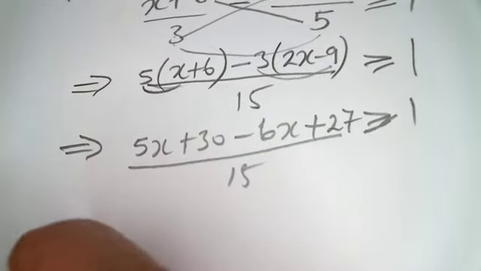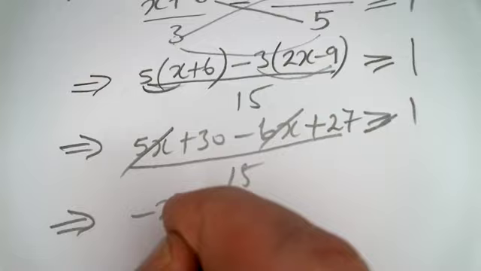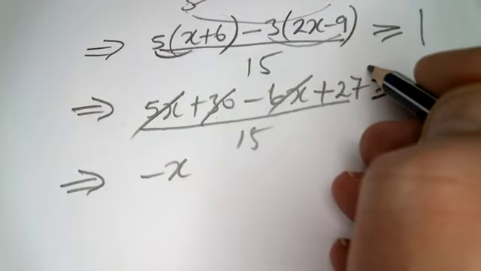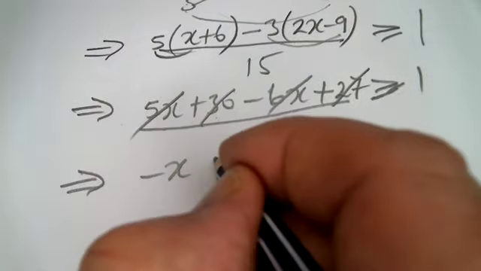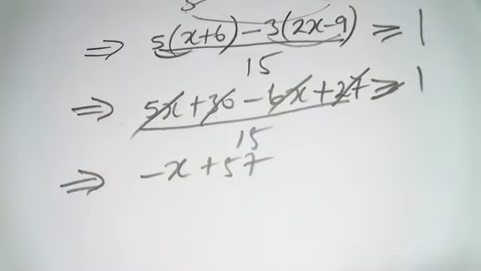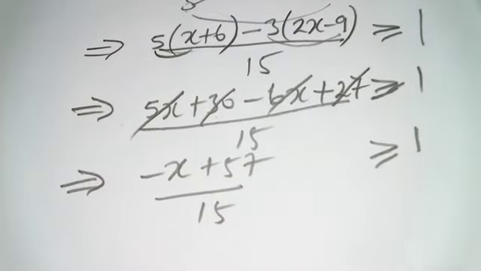Okay, let's collect like terms. So that implies that we've got a 5x and a minus 6x, which is a minus x. I've got 30 plus 27, which is 57. So I'll put plus 57. And that's all over 15. And that's greater or equal to 1.